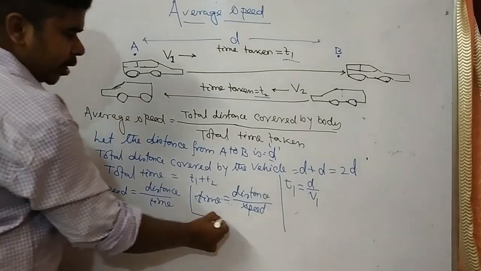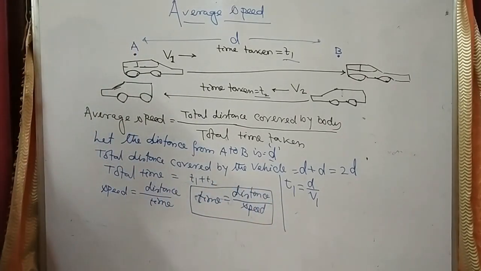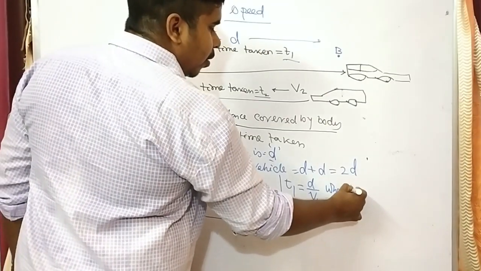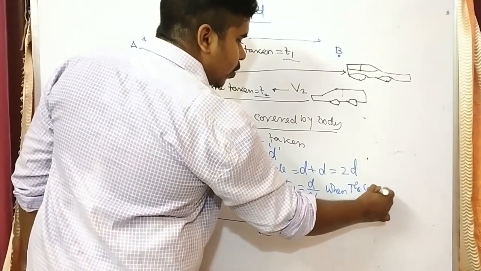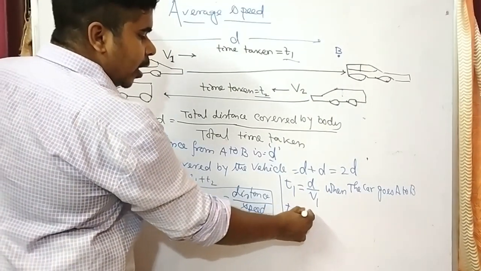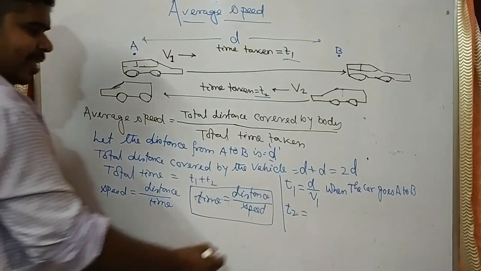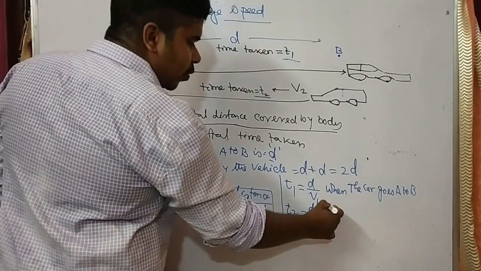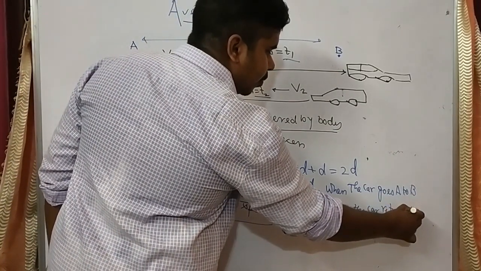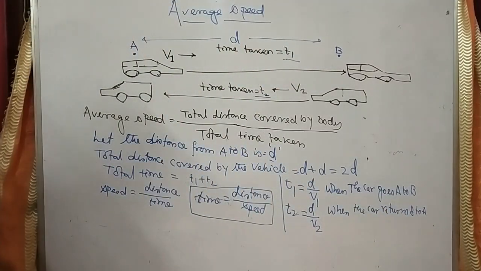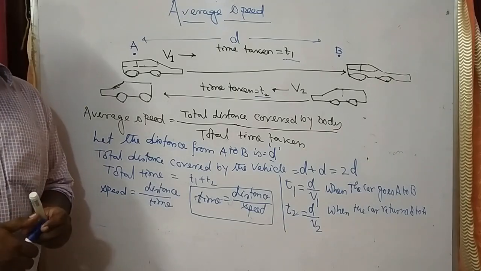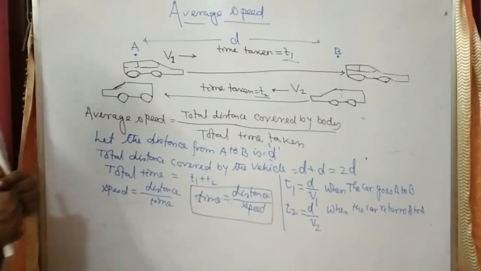As per this equation, time equals distance upon speed. So here in the first case T1 equals D by V1. Here we have to write when the car goes A to B, and when it returns, that time is T2. How much distance does it cover? Obviously it is also D, but the speed is changed, so it is D by V2. So here we write when the car returns B to A. In every case the time is D by V1, and T2 equals D by V2. Why? Because we want to represent the time in the form of V1 and V2. That's why we have done it.